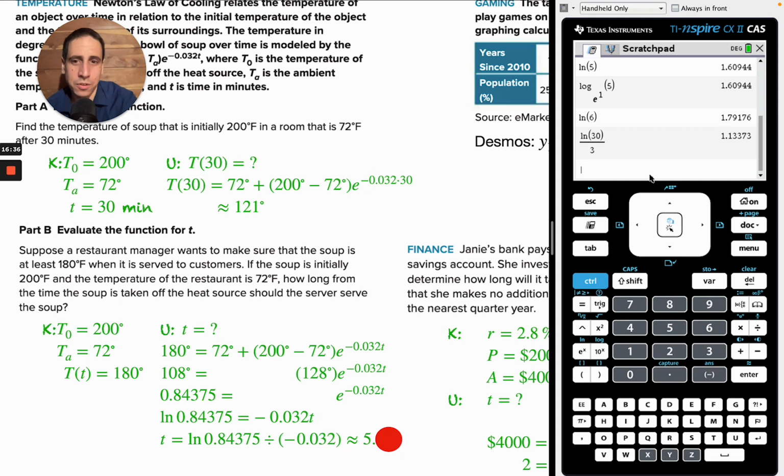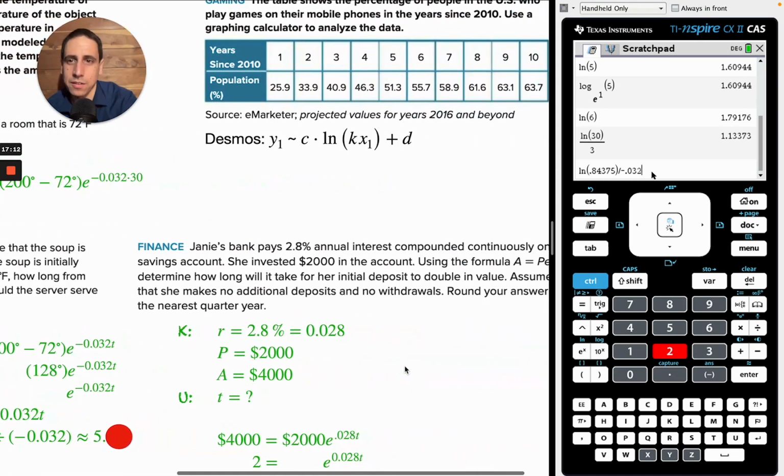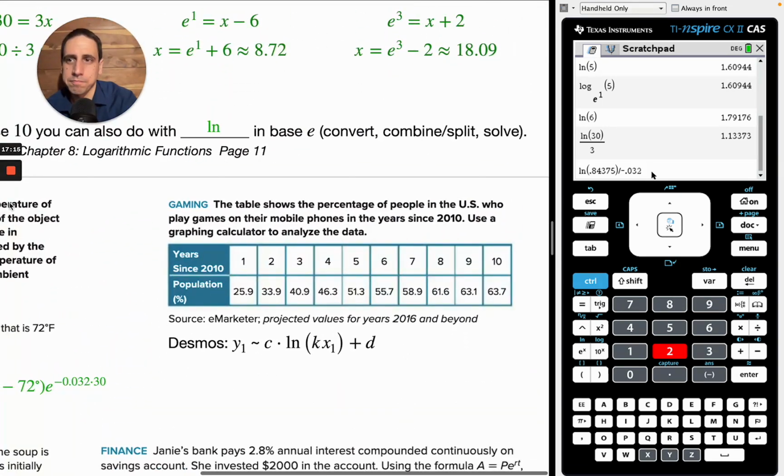I'll show you what it looks like, and I want you to do the same because I want you to uncover that red dot. So ready, we've got the natural log button, the e to the x button gives you natural log, and then 0.84375. You type along with me. We've got that divided by, and then negative 0.032. And then you can hit enter, and you tell me what you get over here. And you can round it to the nearest tenth. So how many minutes do you have? 5 point something. And I want you to tell me what it is.